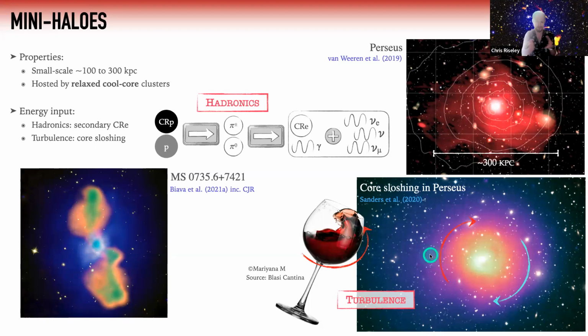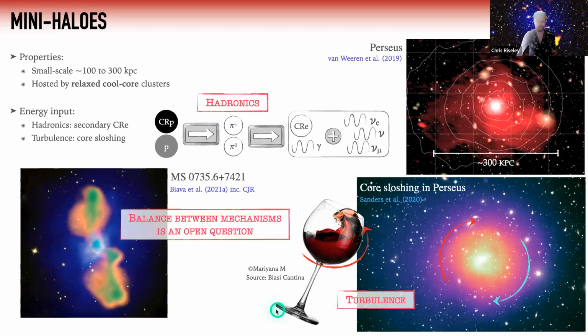And there's a variety of different predictions and mechanisms that we can use observationally to try and distinguish between these scenarios. But the balance between these mechanisms is still an open question, because at some level, secondary electrons will be generated in clusters because AGN are ubiquitous, and cosmic ray protons have a longer lifetime in the ICM, so they can diffuse out and fill a lot of the volume and then collide with the thermal protons of the intracluster medium.